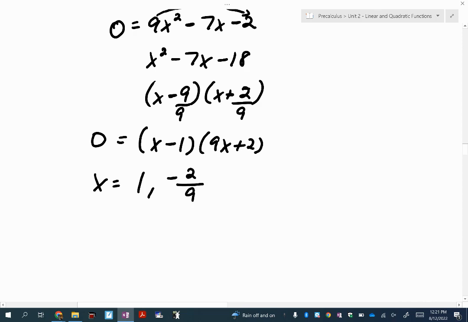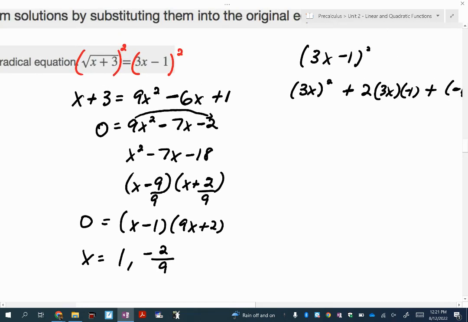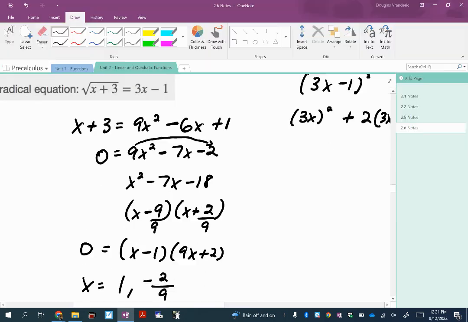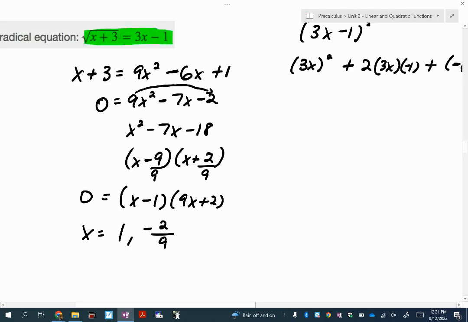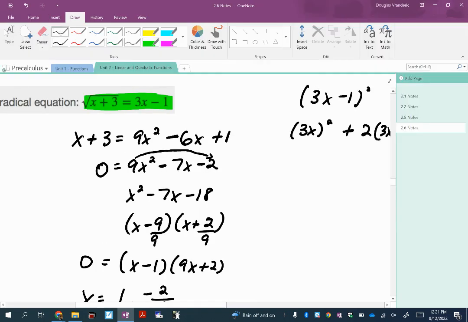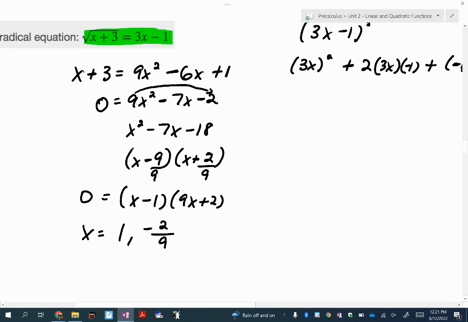Now, just to be clear, whenever you are solving pretty much any equation, you should do this, but definitely if you see a radical symbol, you want to always check to see if this is going to be okay. So if I plug in 1, I get 1 plus 3. When I say plug in, I'm talking about the original equation, all the way back up here. 1 plus 3 is 4. The square root of that is 2. 3 times 1 is 3. 3 minus 1 is 2. So this works, 1 checks out. I need to check it.